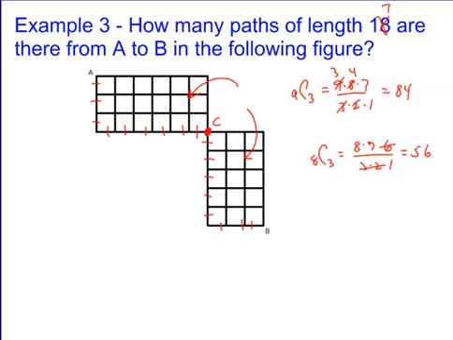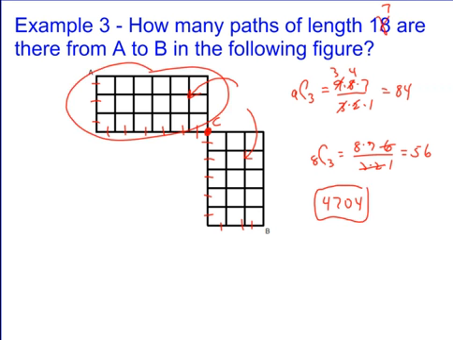So you end up with 84 times 56, which equals 4,704. You multiply those together because every single one of these 84 paths has to be paired with every one of those 56 paths. And you just use the fundamental theorem of counting.